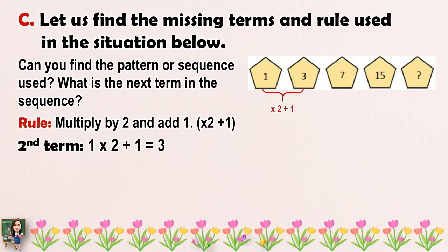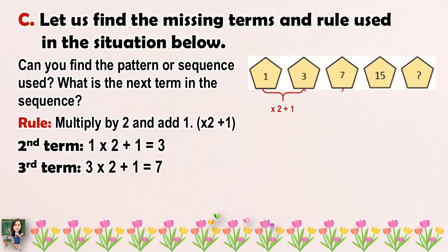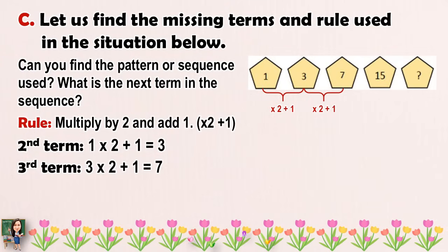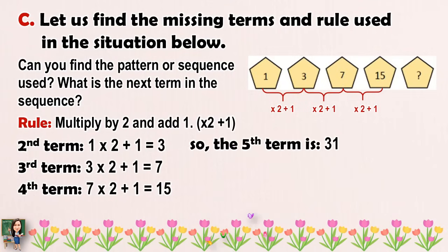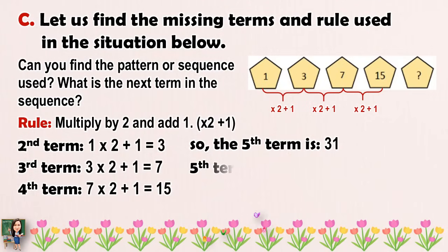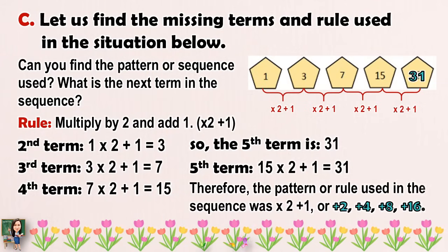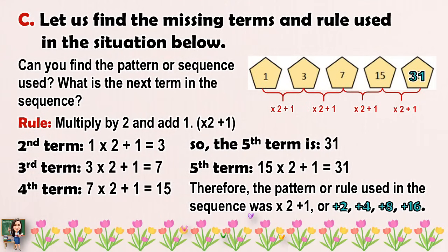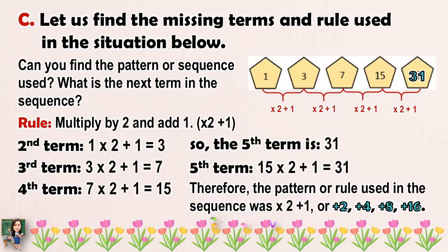Second term: 1 times 2 plus 1 equals 3. Third term: 3 times 2 plus 1 equals 7. Fourth term: 7 times 2 plus 1 equals 15. So the fifth term is 31. For the fifth term, 15 times 2 plus 1 equals 31. Therefore, the pattern or rule used in the sequence was times 2 plus 1, or plus 2, plus 4, plus 8, plus 16.